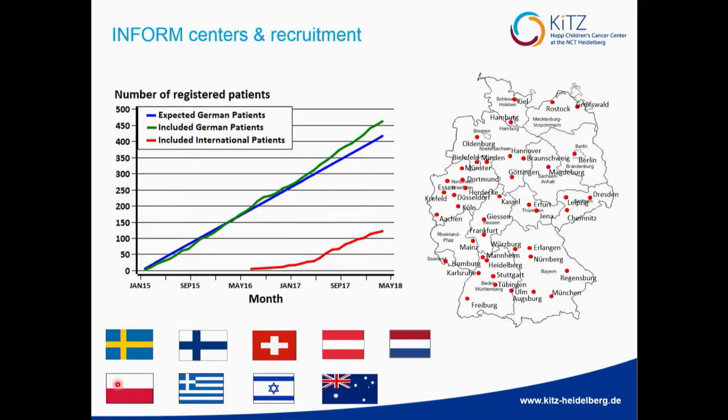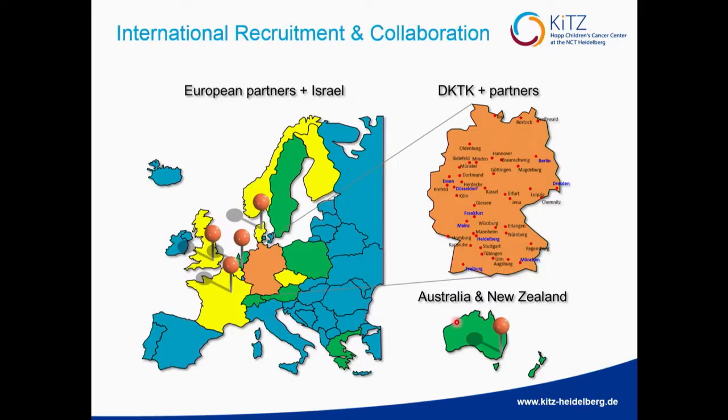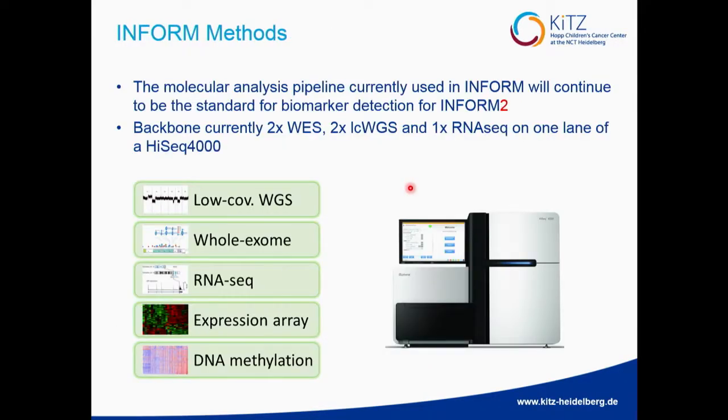Israel and Poland are about to start. Greece has just started, and we are very closely collaborating with Australia. And also, it turned out to be very feasible to do the frozen shipment between Australia and Europe. So there's not really an argument that this is not feasible anymore. So this is the map as it currently stands.